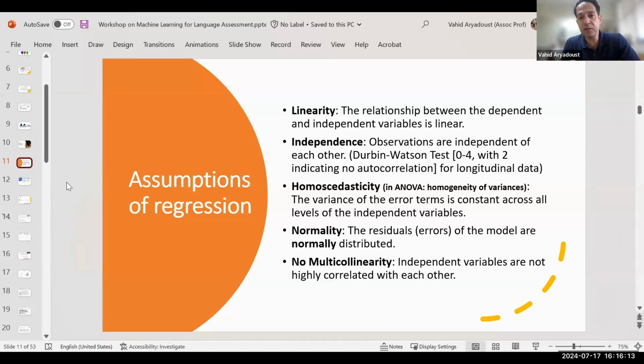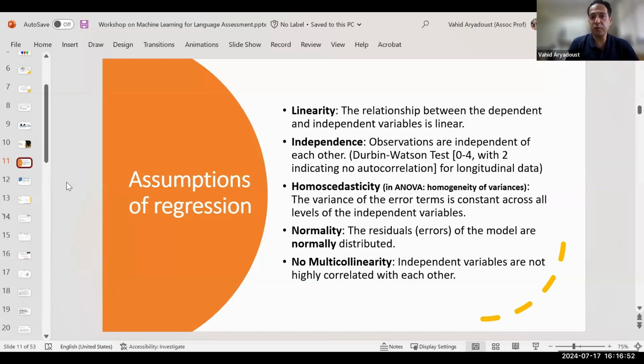Number two, independence. It's a very important concept in linear regression. Observations must be independent of each other. Now, if you have longitudinal data, for example, time series, or the sort of data that you would use for repeated measures ANOVA, the Durbin-Watson test is used to make sure that the data is independent. But if you don't have longitudinal data like what we have today, then the Durbin-Watson test is not usable. The third assumption is homoscedasticity.